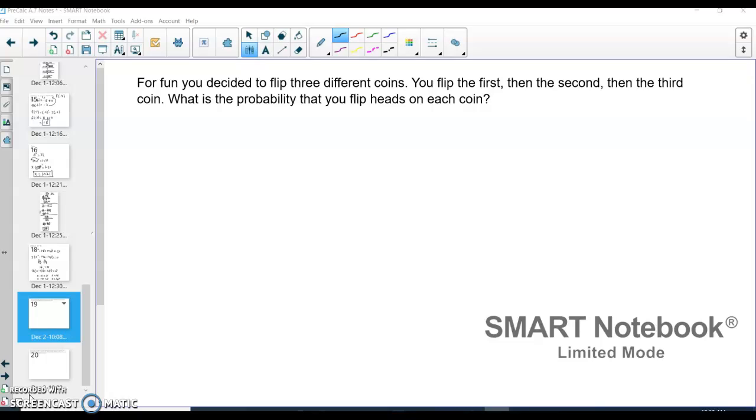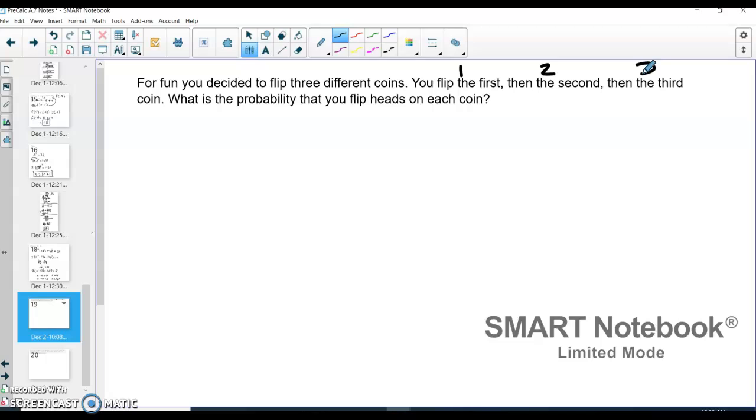Okay, so the first thing I'm doing is looking at this problem and deciphering how many events there are. Well, we're flipping the first coin, that's event 1. We flip the second coin, that's event 2. And then we flip the third coin, that would be event number 3. Now, anytime you have more than 2 events, we're going to need to use the tree diagram. Because we can do 3 branches, we can't do 3 sides of an area model. And so we're going to look at this one first with the tree diagram.